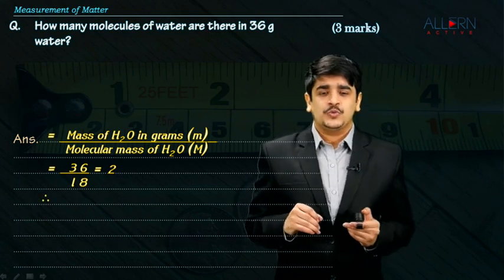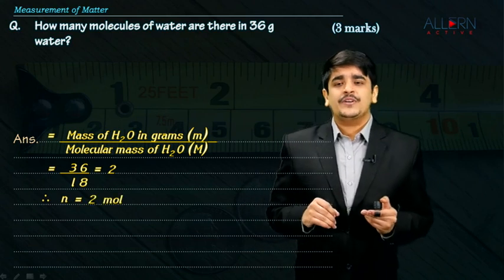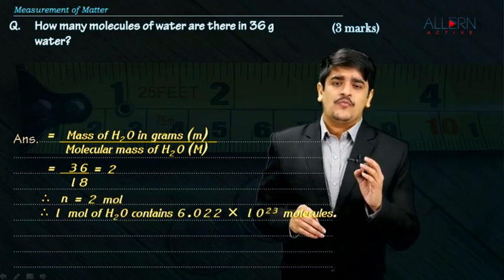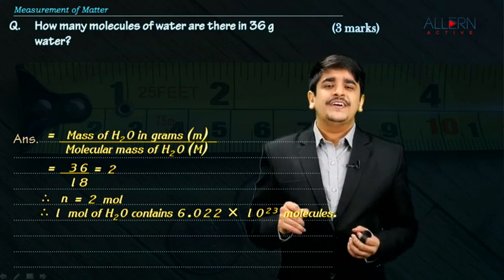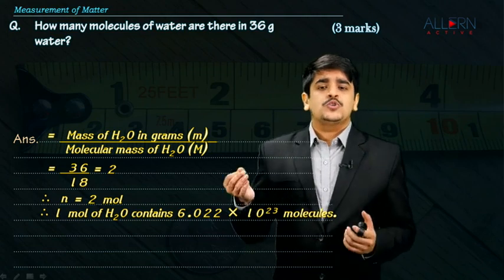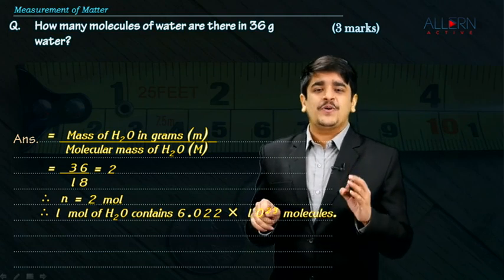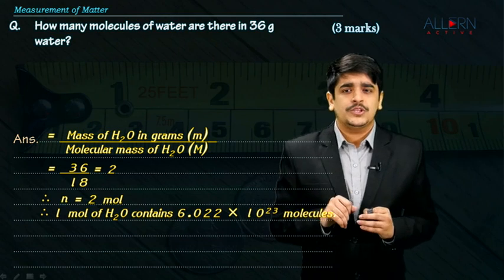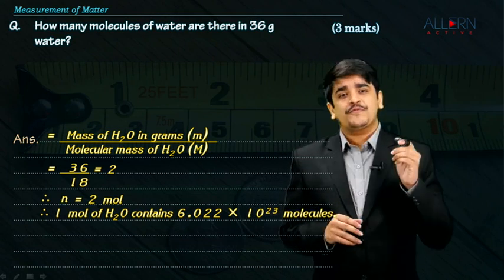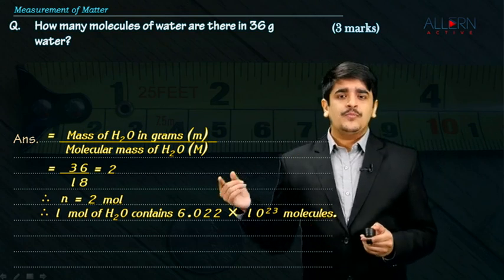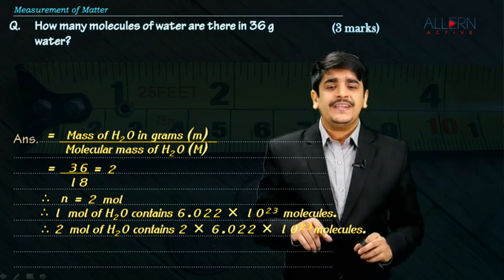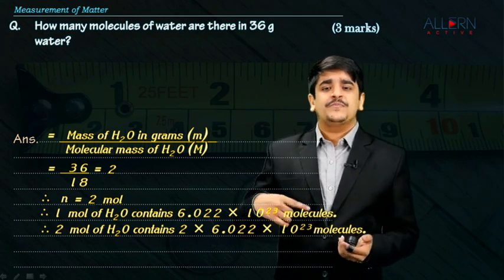Now, what am I supposed to do? Think about this. We know as a matter of fact that the number of moles is 2. I know that 1 mole of water, 1 mole of any substance for that matter, contains Avogadro's number of particles, Avogadro's number of molecules. So, 1 mole of water will contain 6.022 into 10 raised to 23 molecules. But do I have 1 mole of water? No. I have 2 moles of water. So, if 1 mole of water contains so many molecules, 2 moles of water will have Avogadro's number of molecules multiplied by 2.